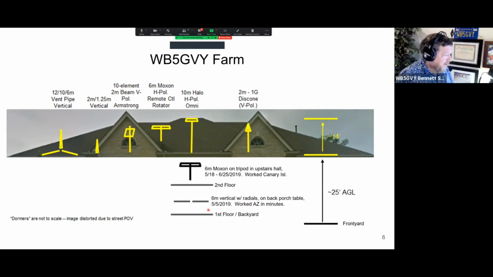So here in the center, this one horizontal line is sort of representative of the height of the backyard, and this first dashed line is a crude representation of the dipole that I first worked Arizona on. And then up here, the schematic representation in the second floor hallway was where I first put the Moxon on a tripod and worked the Canary Islands. I never would have predicted I could have done any of that before I tried it.